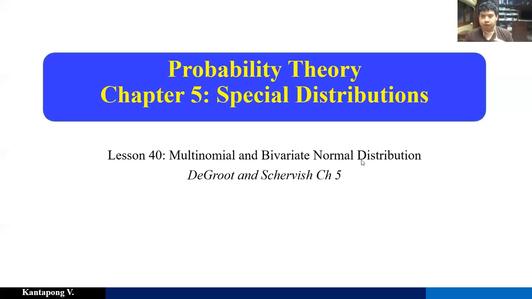Okay, hello everyone. In this video, it's going to be the conclusion of chapter 5, the special distributions. We have another chapter to go, chapter 6, but chapter 6 is a very short chapter. In it, we talk about the multinomial distribution and the bivariate normal distribution. After lesson 40, we have lesson 41, right? So lesson 41 is a surprise.